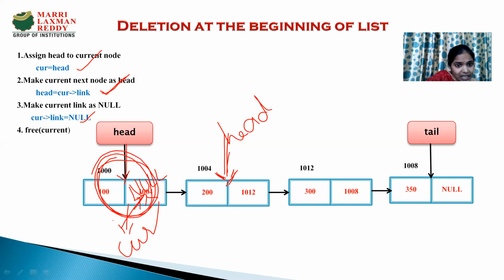To deallocate the memory, we have to use a function called free. So if I say free of cur, then automatically this node gets deleted. This is how we perform the deletion at the beginning of the list.